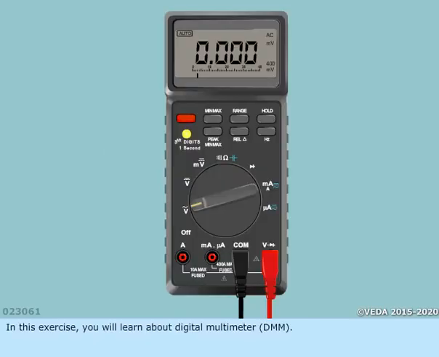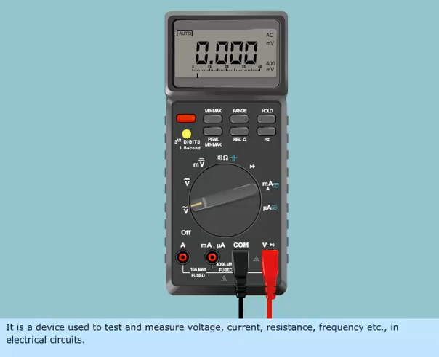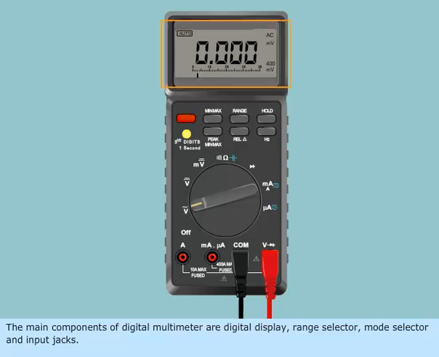In this exercise, you will learn about digital multimeter, or DMM. Digital multimeter displays the measured value in actual number. It is a device used to test and measure voltage, current, resistance, frequency, and so on in electrical circuits. The main components of digital multimeter are digital display, range selector, mode selector, and input jacks.